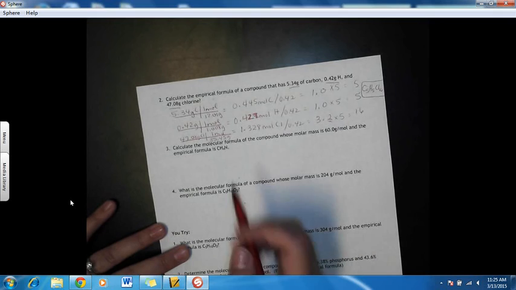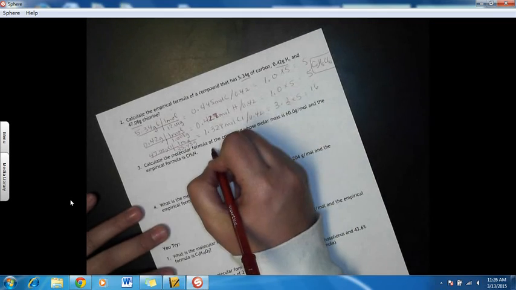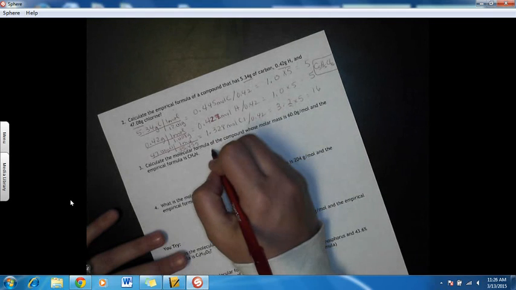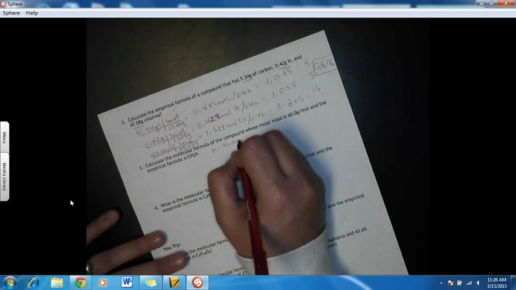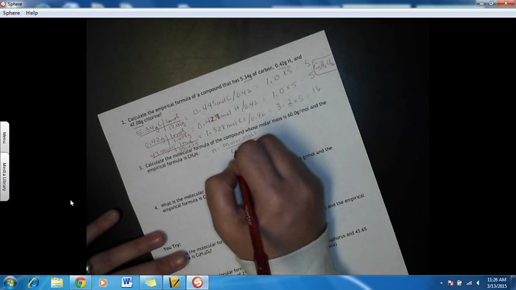Number 3, looking for the molecular formula now. For the molecular formula, it's some number of times bigger, some factor, and I'm going to call that factor n. So we need to find our n. To find our value of n, we need the molecular mass, or the molar mass, of the compound divided by the empirical formula mass.